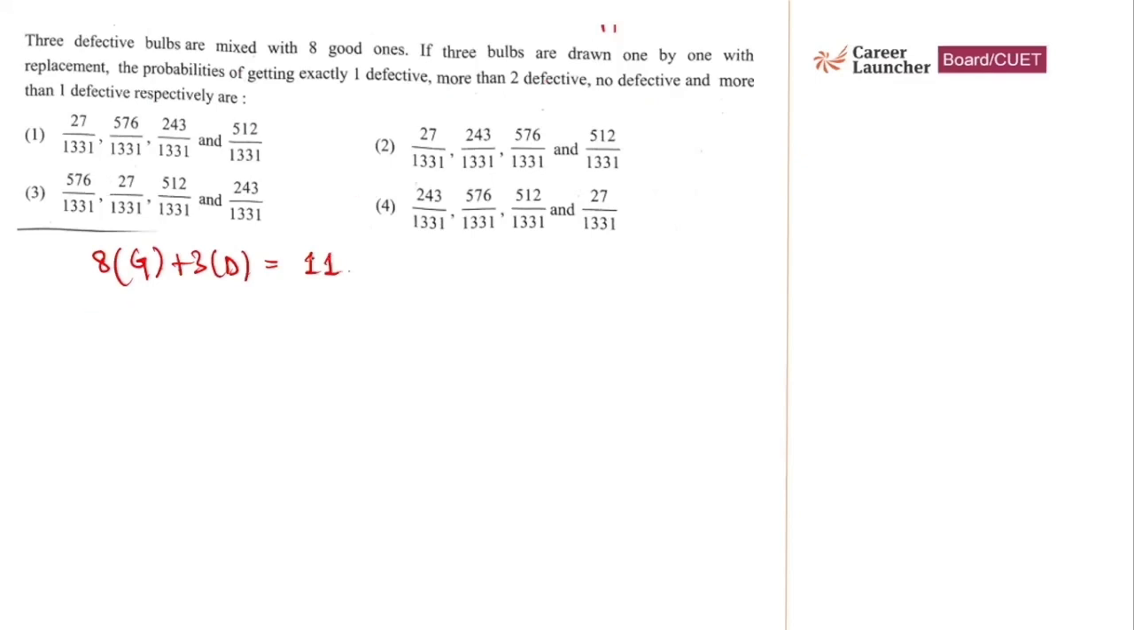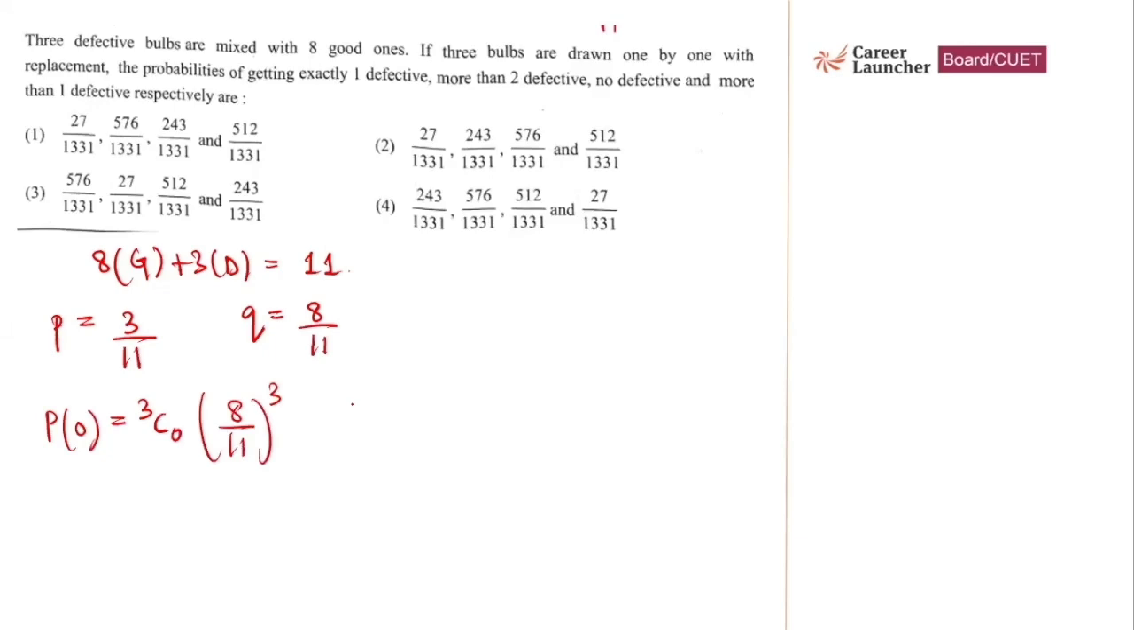So total bulbs will be 11, right? Let small p be the probability of getting a defective bulb. Then it will be 3 by 11. And then q will be 1 minus p. It means 8 by 11. Now P0 will be what? So it will be 3C0 (8 by 11) whole cube. It means 8 cube by 11 cube.